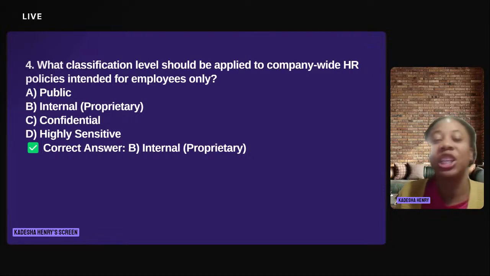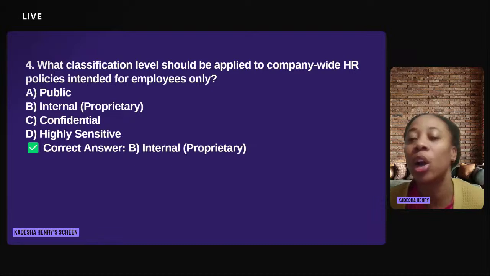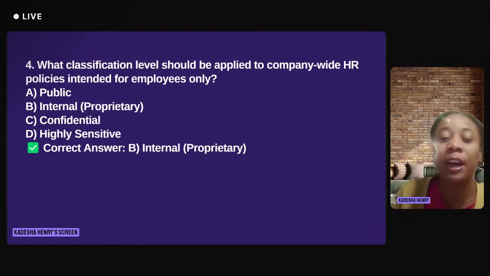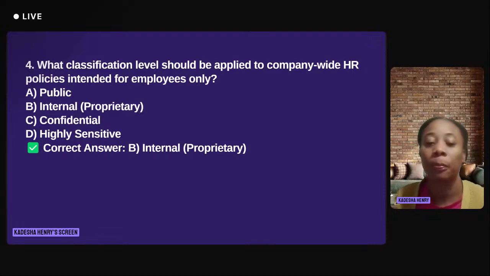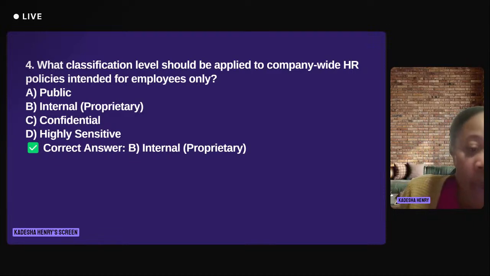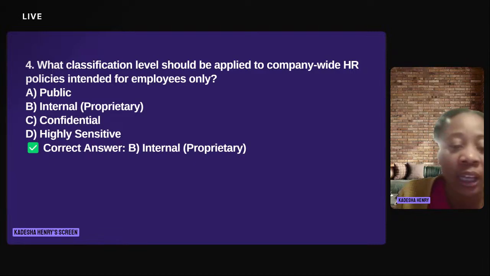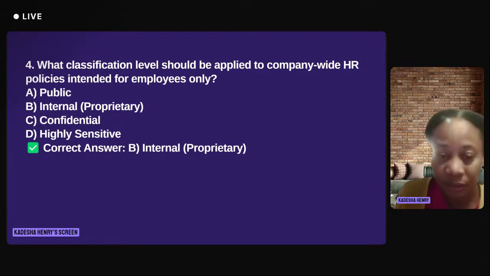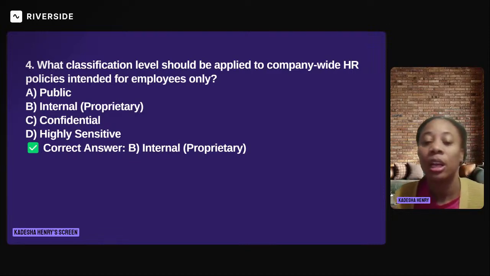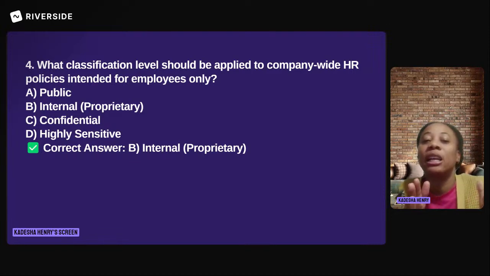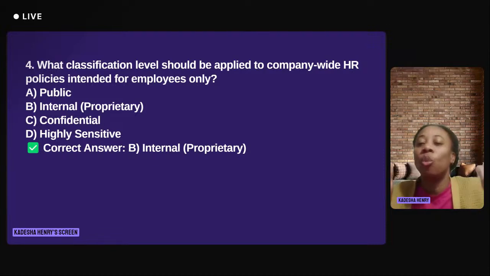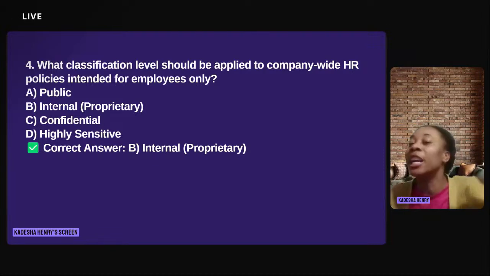What classification level should be applied to a company-wide HR policy intended for employees only? A, public, B, internal, C, confidential, D, highly sensitive. And we will say if it's going to be applying to the company-wide HR, we can say they are internal.